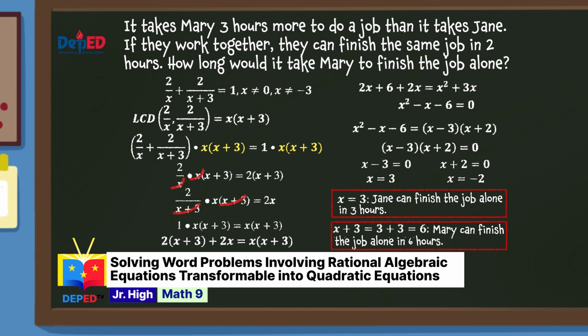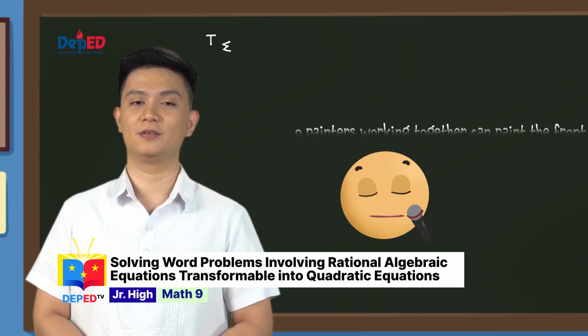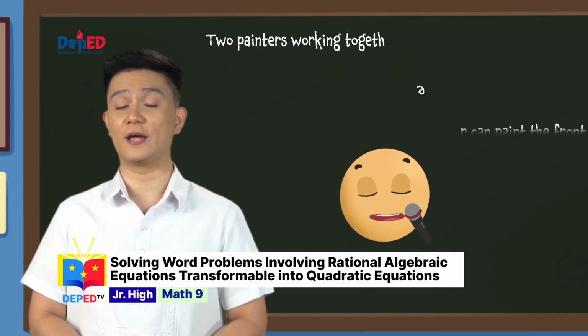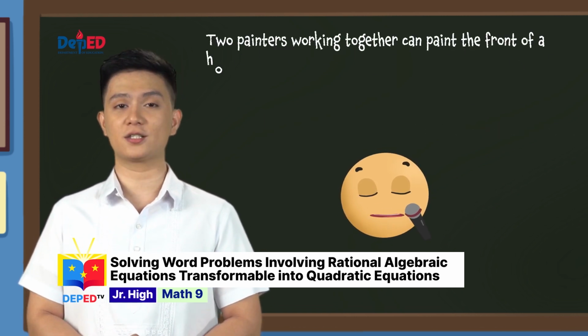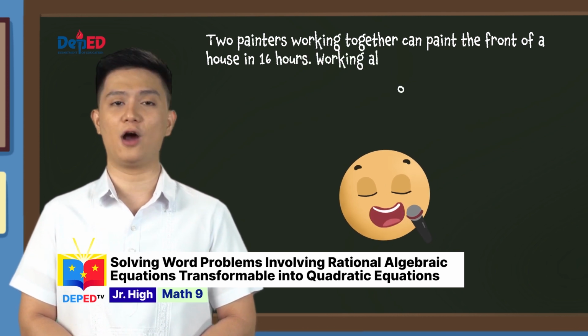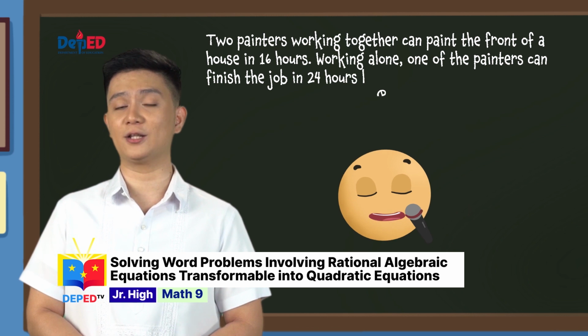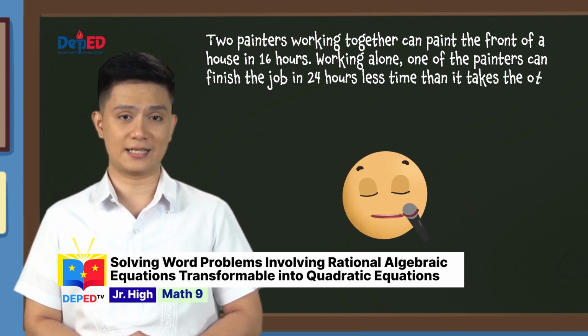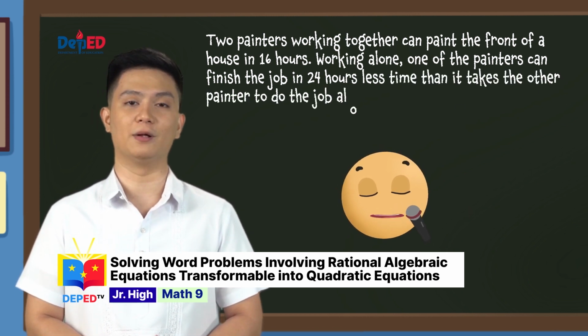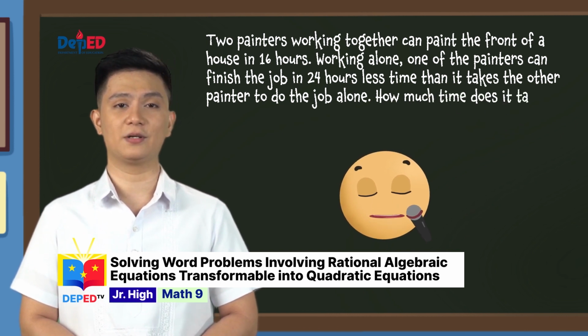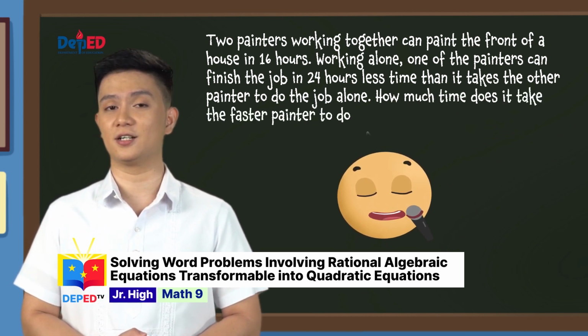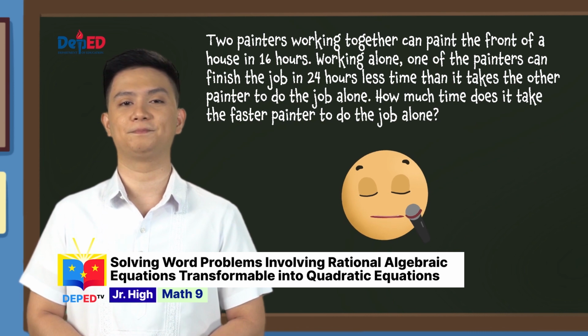Problem solved! Problem number 2. Two painters working together can paint the front of a house in 16 hours. Working alone, one of the painters can finish the job in 24 hours less time than it takes the other painter to do the job alone. How much time does it take the faster painter to do the job alone?